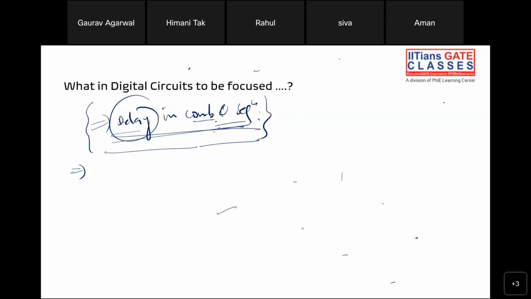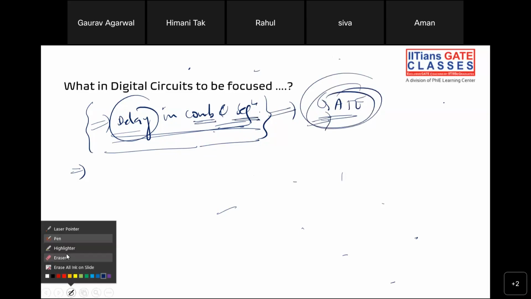Delay in combinational and sequential circuits, setup and hold time violations, finite state machines. In fact, these topics are also asked in the GATE exam nowadays. They don't ask questions from very easy topics. So these are the things I wanted to discuss today.